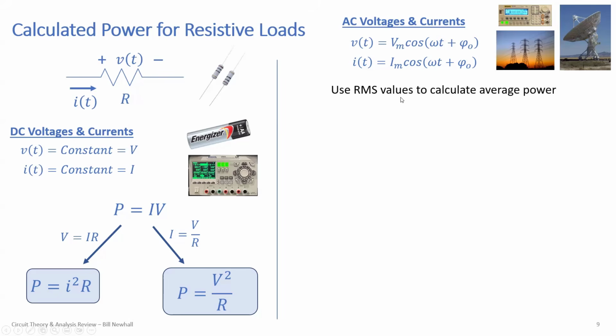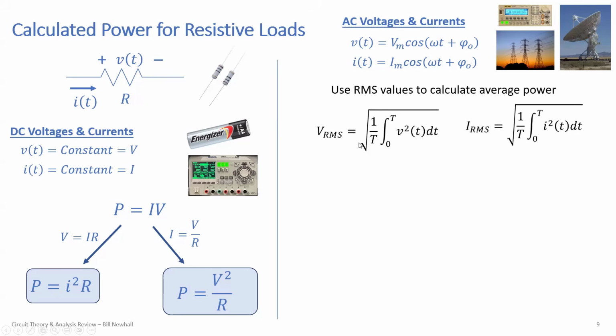We use RMS values, root mean square values, to calculate average power. And root mean square is calculated like this. Here is the root of the mean: 1 over the period of the waveform times an integral of the square of the waveform over that period. So here's how you calculate RMS voltage, and here's how you calculate RMS current. If you have sinusoidal waveforms, it's really easy. The RMS value of voltage is the peak value of voltage divided by root 2. Similarly for current.